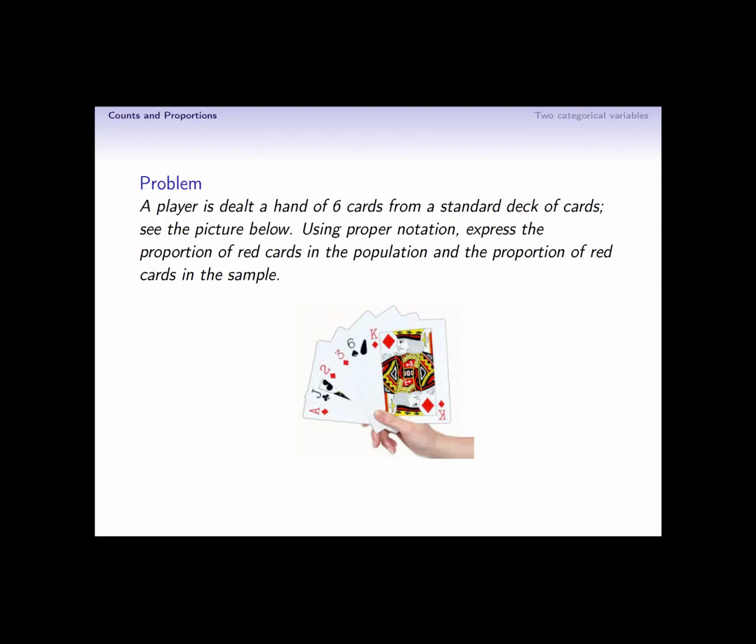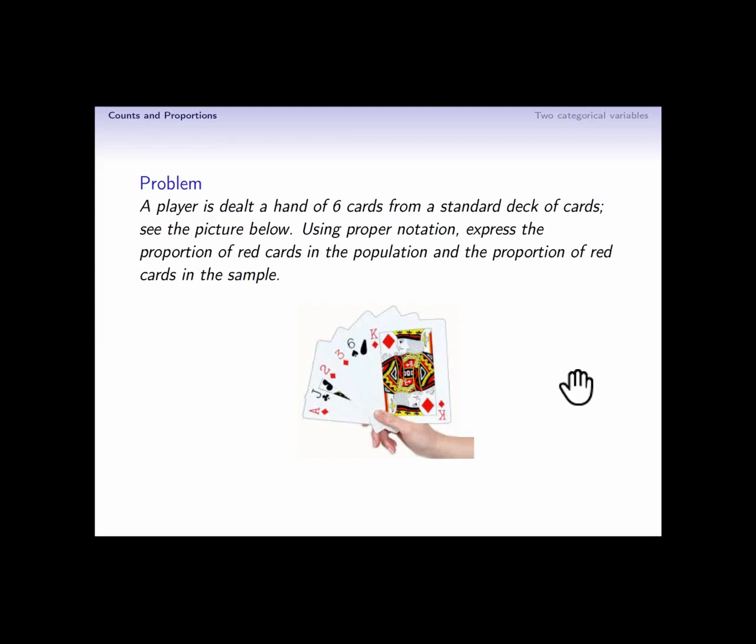Now, we've extracted the set of 6 cards from that deck of cards, and so now we can ask what's the proportion of red cards in that sample? And here the answer is going to be somewhat different. We're going to have 1, 2, 3, 4 red cards out of a set of 6 cards.